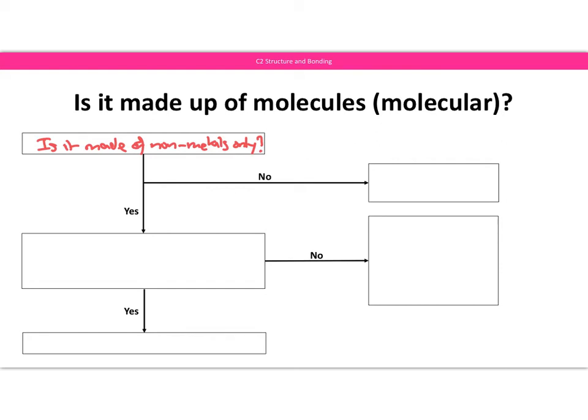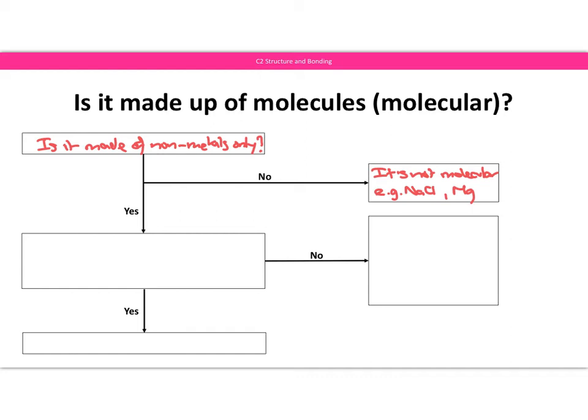So if our answer to this is no, then it doesn't have covalent bonding, and if it doesn't have covalent bonding, it certainly can't be made of molecules, or it certainly can't be a molecular substance. So if our answer is no, then it's not made of molecules. If we said NaCl, well, that's got a metal and a non-metal, so it's not made of non-metals only, so straight away that's not molecular, that's not made of molecules. If we look at a substance like magnesium, Mg, that's not made of non-metals only, so that's not a molecular substance. Now, if we answer yes, that only takes us to the next question.